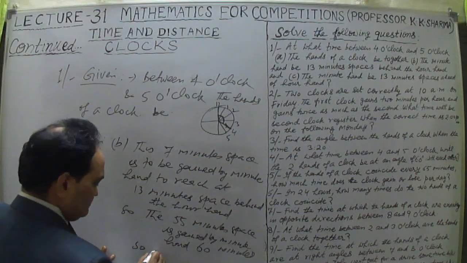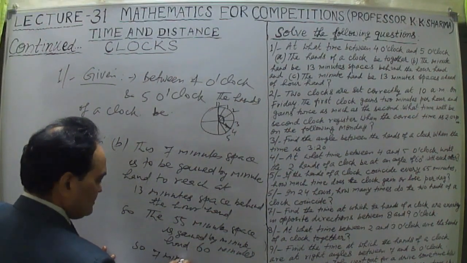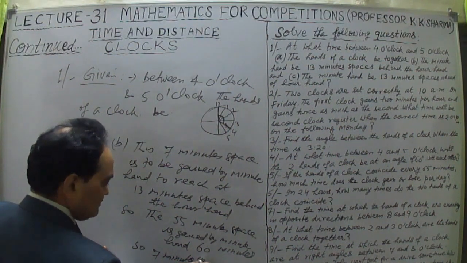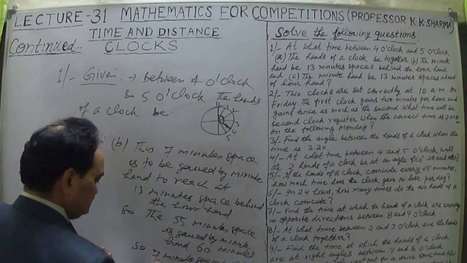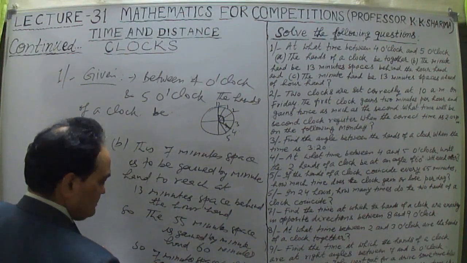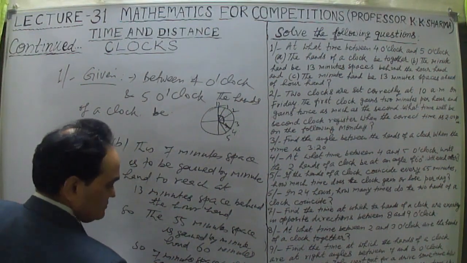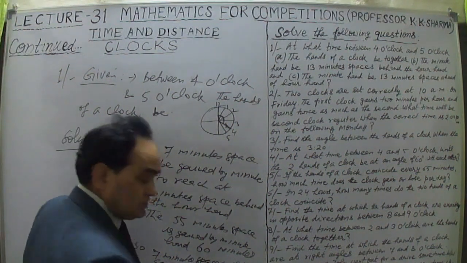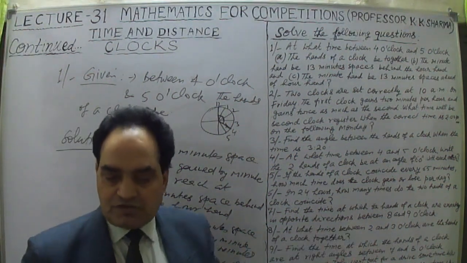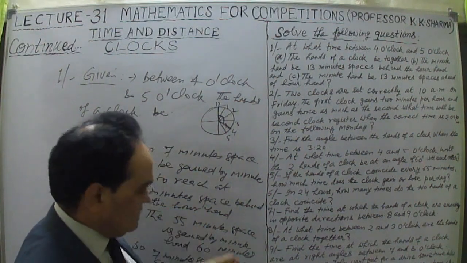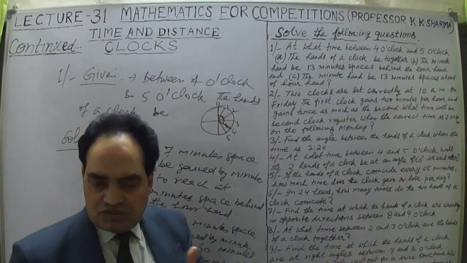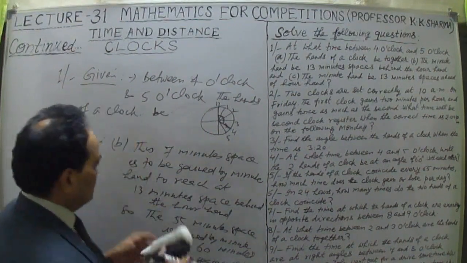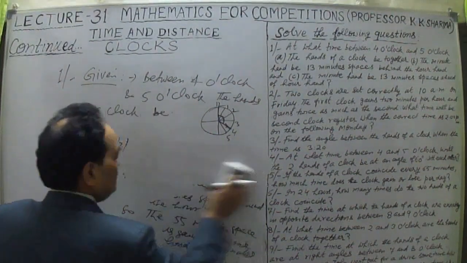So 7 minutes space, let me write directly. So 7 minutes space will be gained in 60 upon 55 into 7. Try to understand this. 60 upon 55 into 7. So this is the time which the minute hand will take to reach up to 13 minutes space. So what will that time be? Let me now solve it.